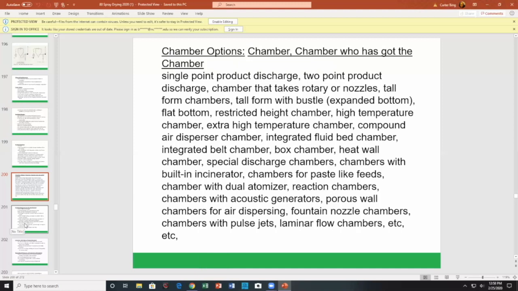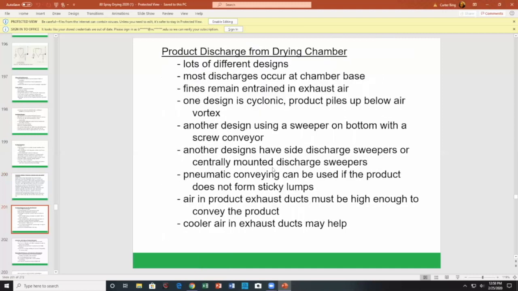Anyway, just give you this list. Chamber, who's got the chamber? Product discharge, lots of different designs. Most discharge occurs at the base. Fines remain entrained in gas in the airstream. One design is sonic, liquid piles up below the air vortex. Another is the sweeper on the bottom with a screw conveyor. That's an interesting design. Another design may have side discharge or sweepers, centrally mounted discharge sweepers.